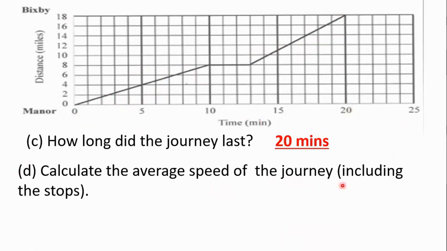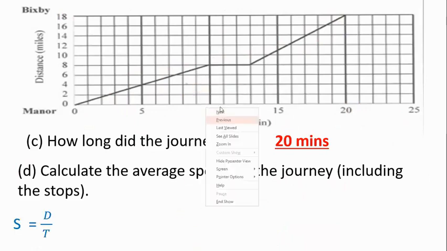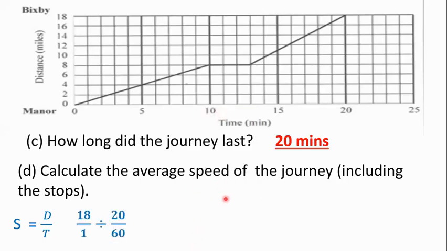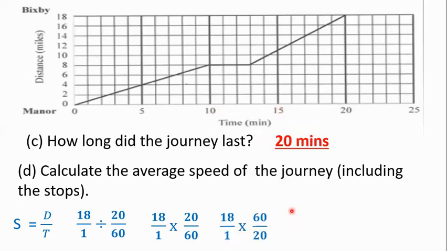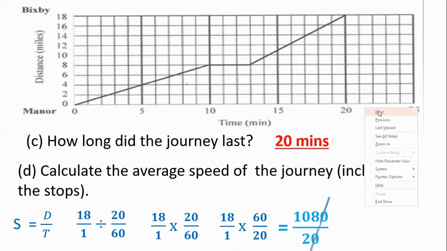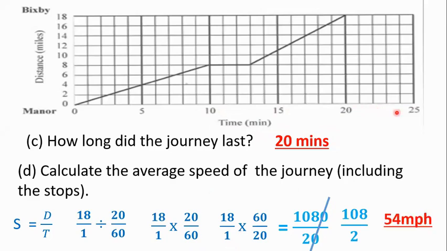Calculate the average of the speed, including the stops. Sometimes it could say excluding the stops. So let's do this quickly before it shuts down. Distance over time. The distance was 18. The time was 20 over 12. Flip it upside down and work it out. Cancel it out. 108 divided by 2. 54 kilometers per hour.